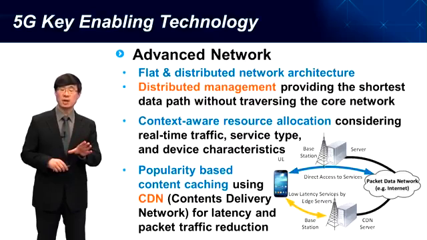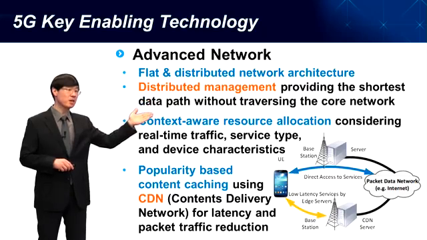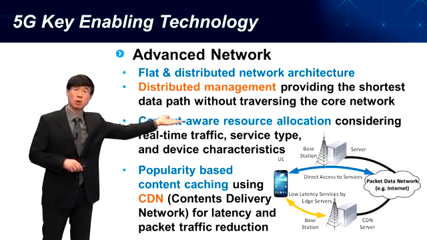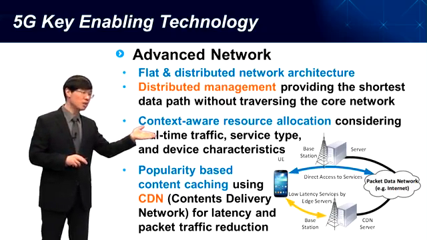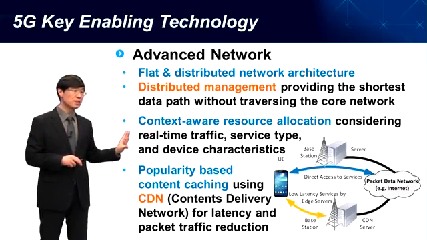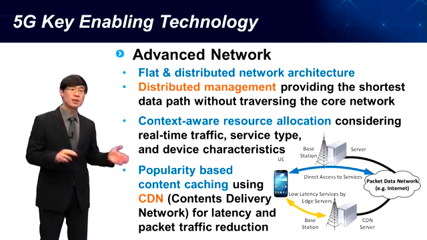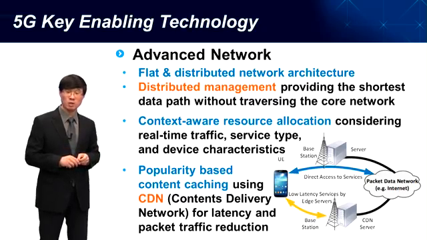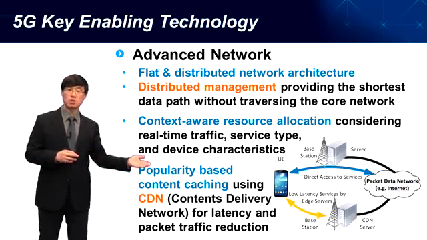Now, in an advanced network, what we want to have is a flat distributed network architecture. Distributed management, providing the shortest data path without traversing the core network, is what we want. So we want these features, and in addition, we want context-aware resource allocation considering real-time traffic, service type, and device characteristics. Popularity-based content caching using content delivery network techniques for latency and packet traffic reduction. And as you can see, CDN technology that I mentioned before is going to be used over here.